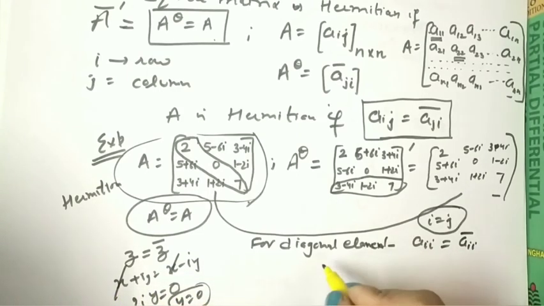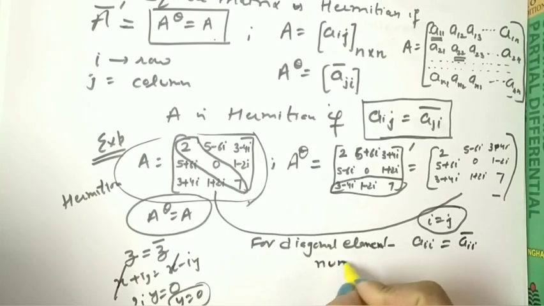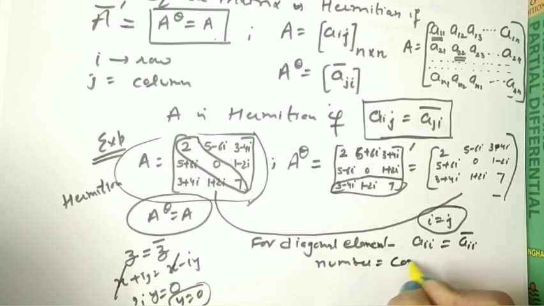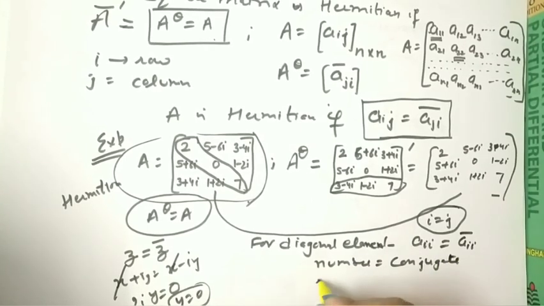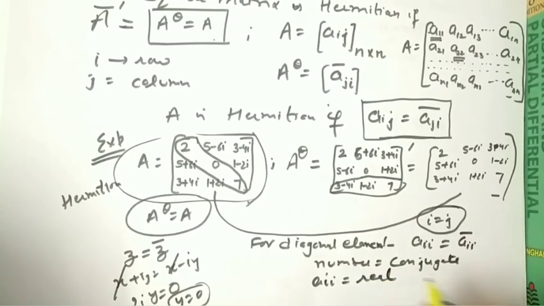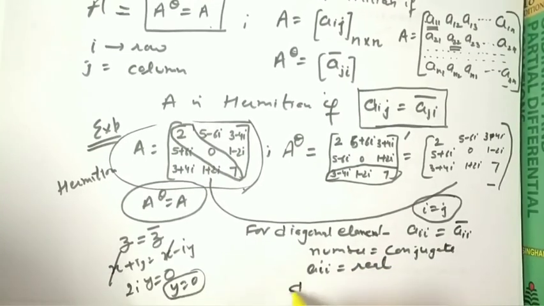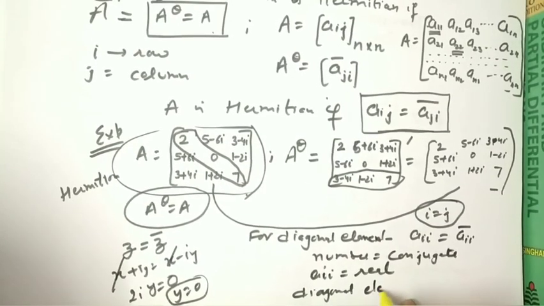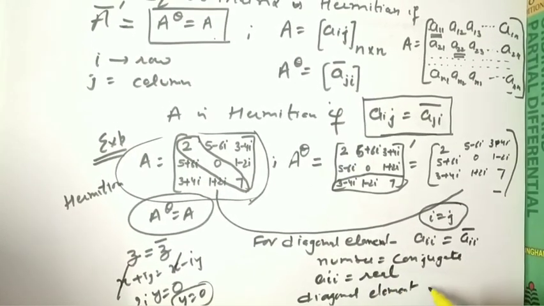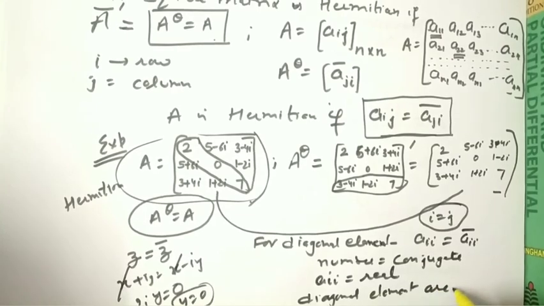So if a number is equal to its conjugate, that means that number is real. So that means the diagonal elements are real.